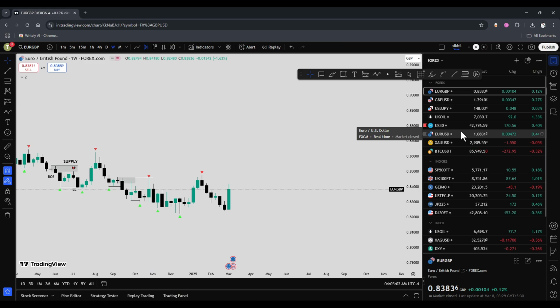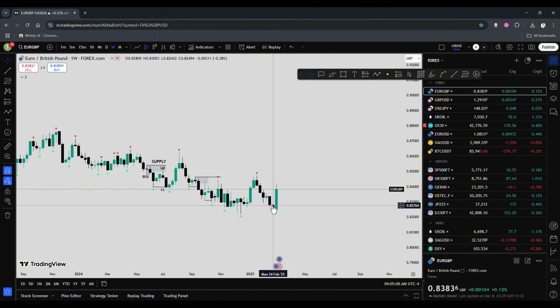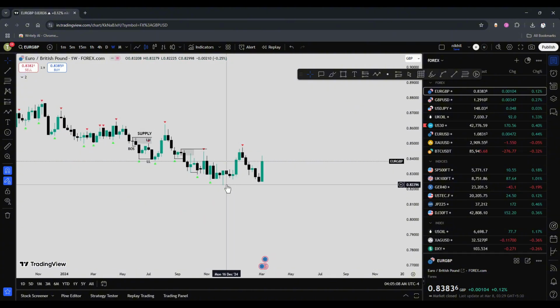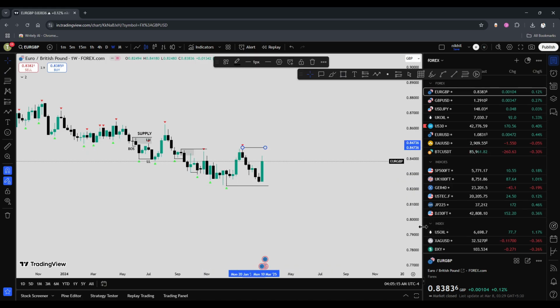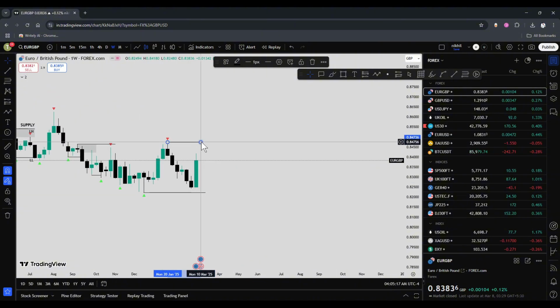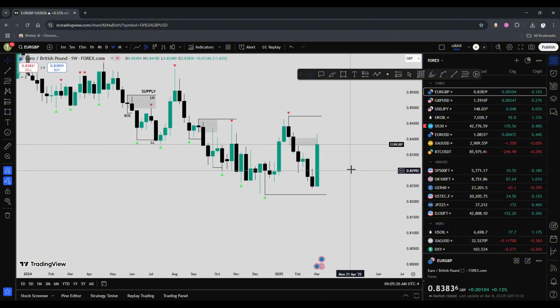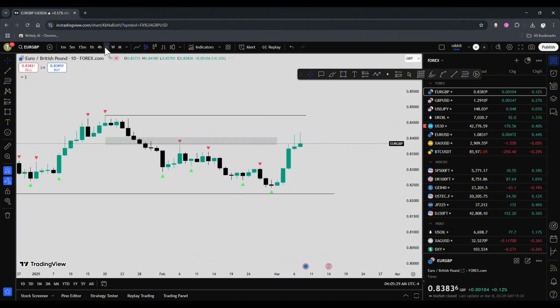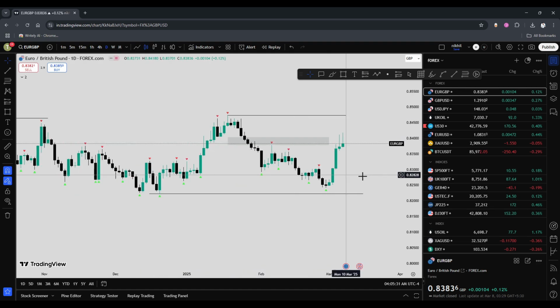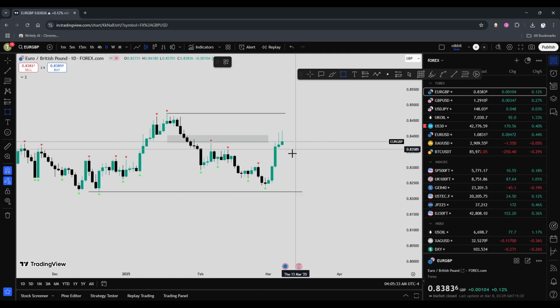So here we have this zone, external liquidity, that is one right here and one right here. We are close to the weekly buy side liquidity, and we are also trading inside a weekly fair value gap. Let's see the daily time frame. So on a daily time frame, this is interesting. We have a daily fair value gap as well.